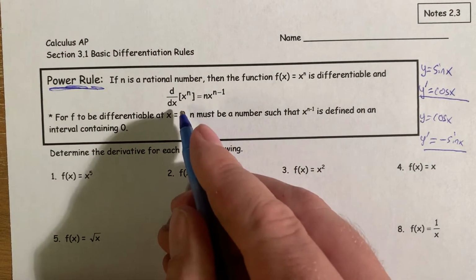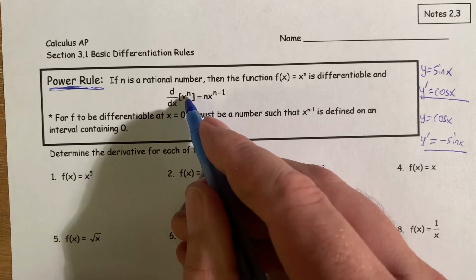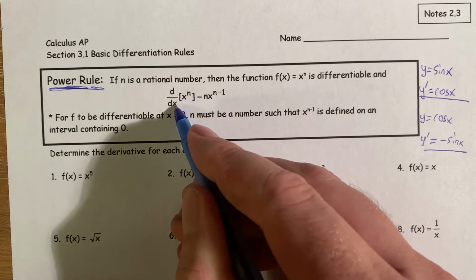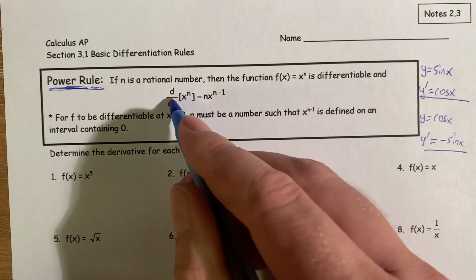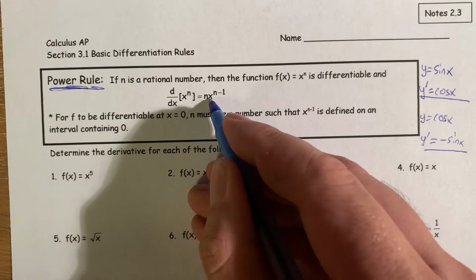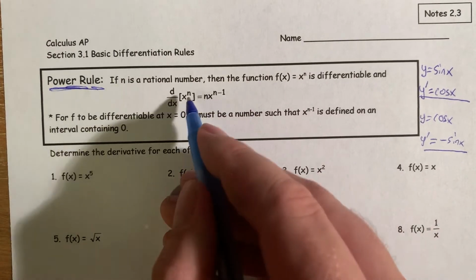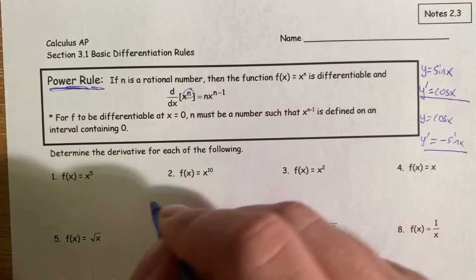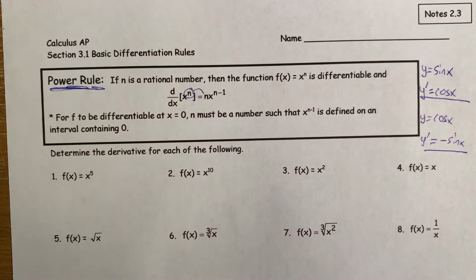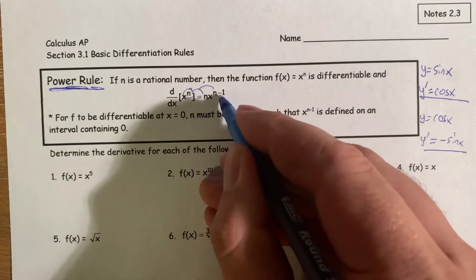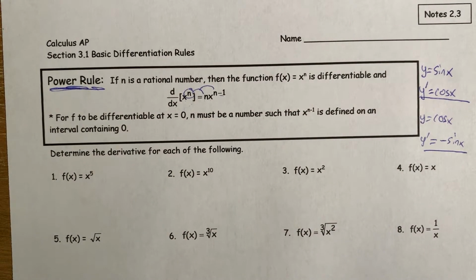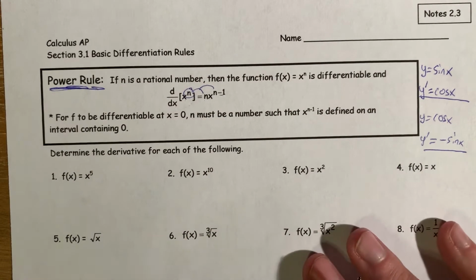And this rule says that if we have y equals x to the n power, the derivative is equal to n times x to the n minus 1. And if you look at what's going on here, it means you take what the power is and you multiply by it, and then you take that power and you decrease it by 1. Okay, so we're going to see how this works.